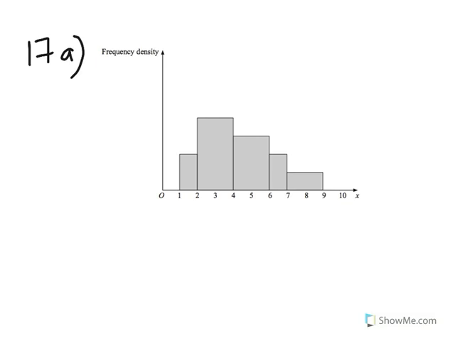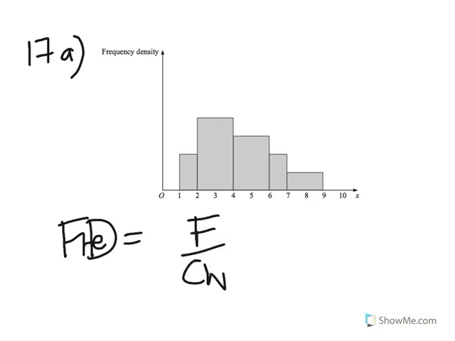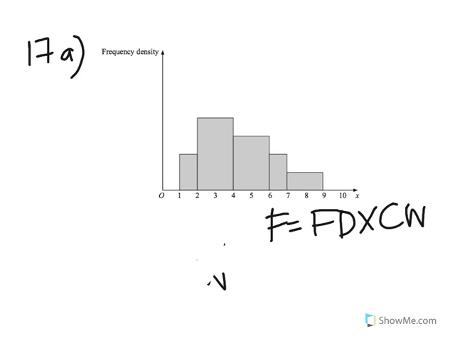First of all, you need to know that frequency density, I'll call it FD, is equal to frequency over class width. So if we multiply both sides by class width, frequency is equal to FD times class width. That means the number of plants is nothing but the area of these bars. So the area is nothing but the frequency.